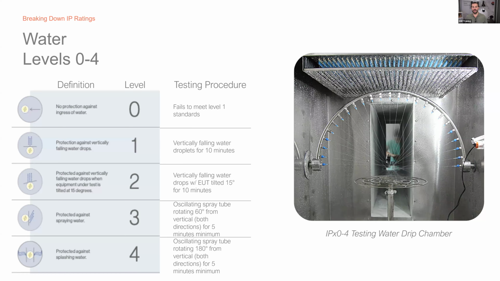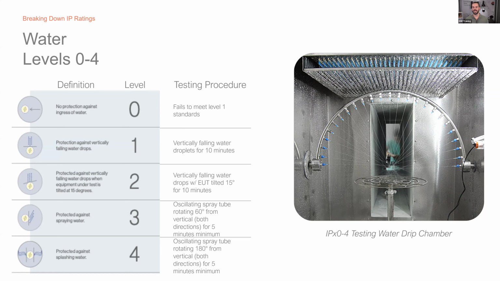Moving on to water, so levels 0 through 4, again, are really the lower levels of resistance to water. Again, 0 is no protection against ingress of water whatsoever. Level number 1 is protected against vertically falling water droplets. So this is, again, the most basic level of protection.